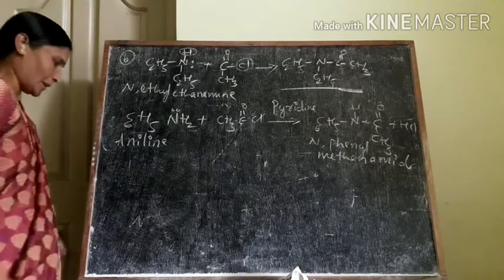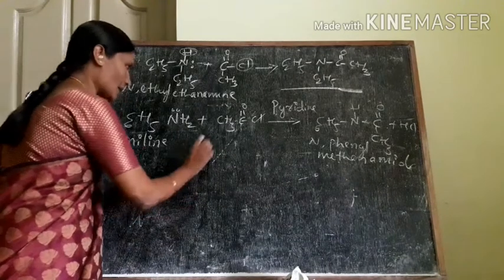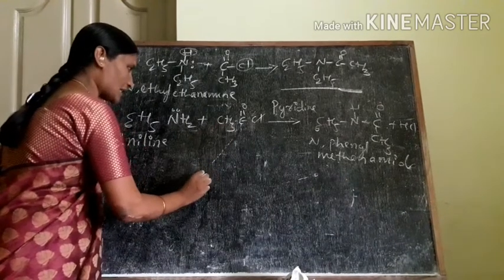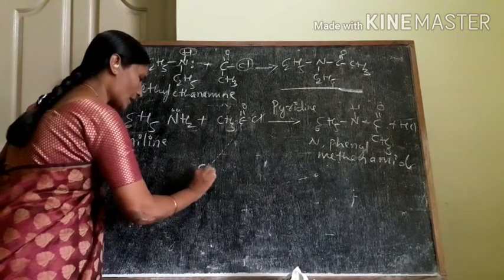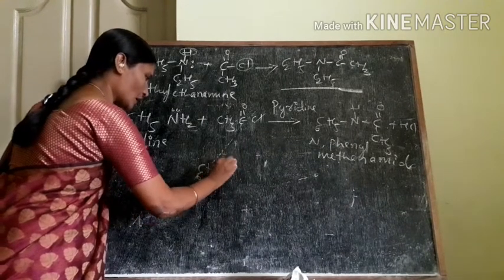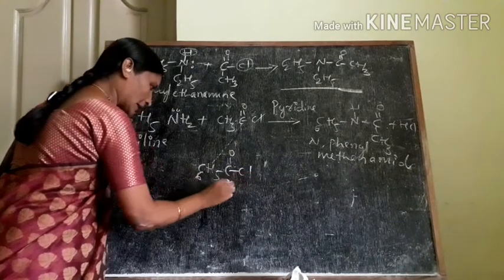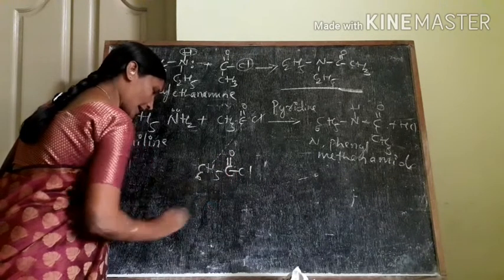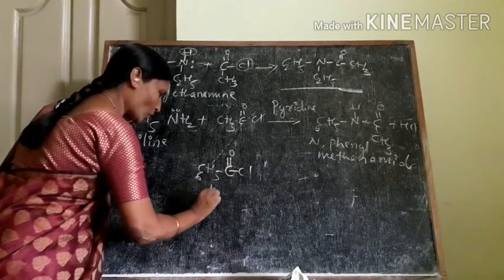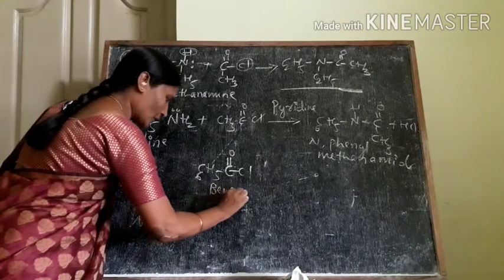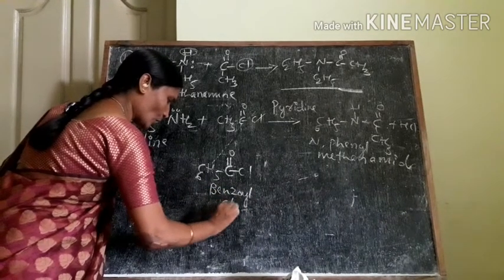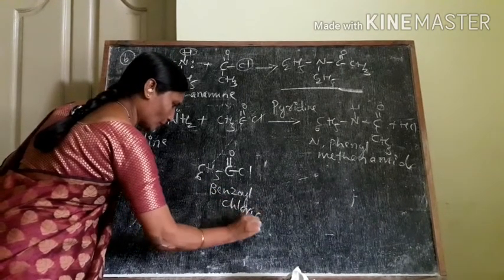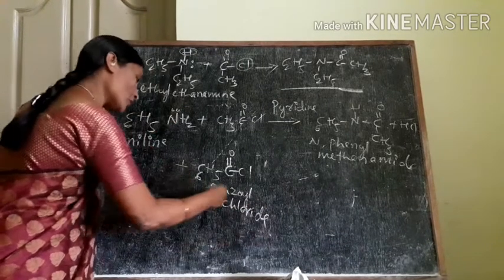Benzoylation. Benzoylation means in place of CH3, what should we take? C6H5 C double bond O Cl. This we have already discussed in the Rosenmund reduction reaction. Its name is benzoyl chloride. Benzoyl chloride. Okay.